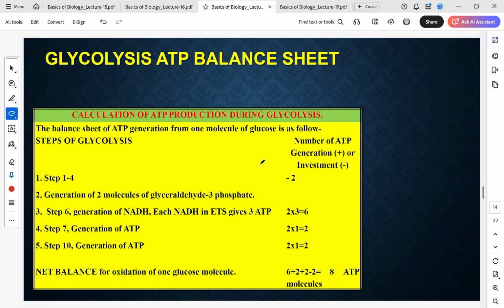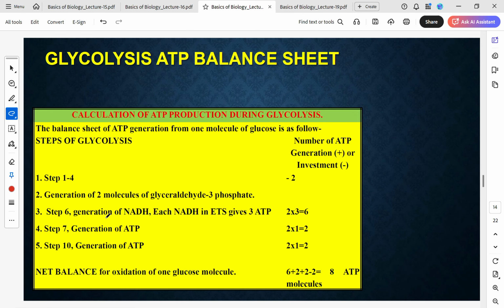So there is -2 for step 1 to 4. Then in all of the subsequent steps you multiply all the reactions by 2, because there are two reactions going on. So NADH, if there is oxygen present, goes into the electron transport chain to give 3 ATP molecules, for one molecule of NADH. So you get two such NADH molecules, resulting in 6 molecules of ATP from 2 molecules of NADH.